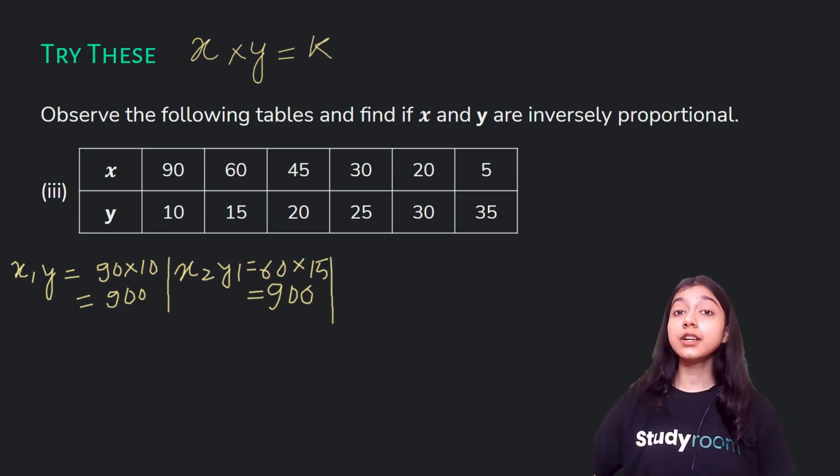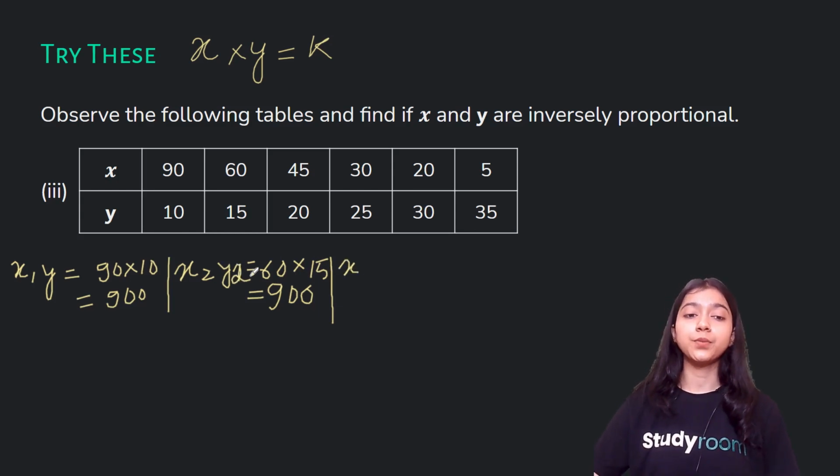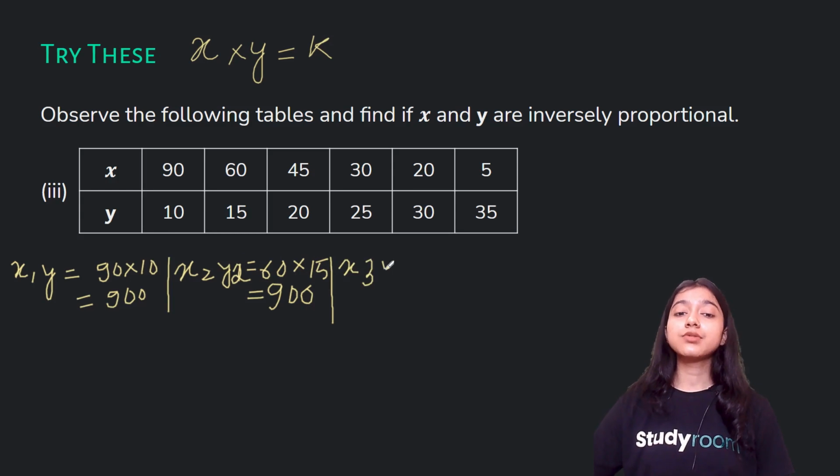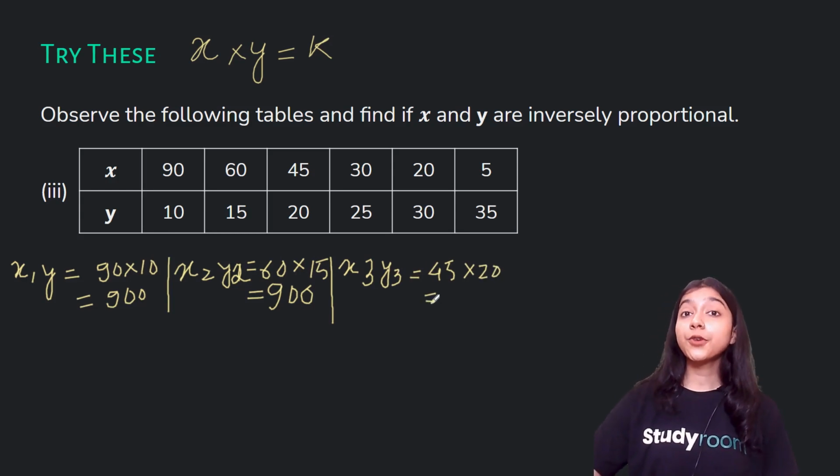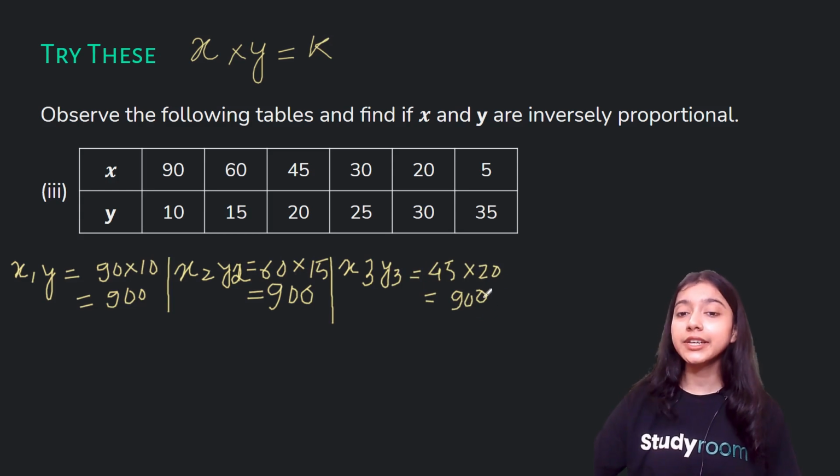Let's calculate for the third case. Here we have x as 45 and y as 20. So here we'll be calculating x3 multiplied with y3. Here x3 is 45 and y3 is 20. Now what is 45 multiplied with 2? It's 90 and a 0. So we get 900 again.